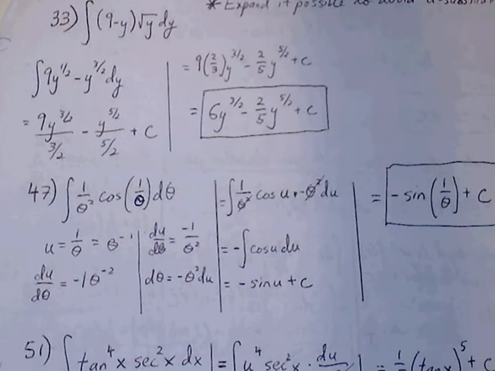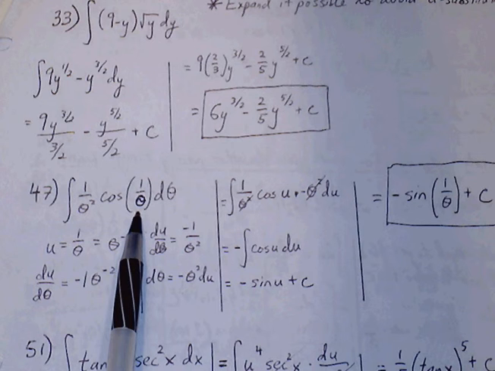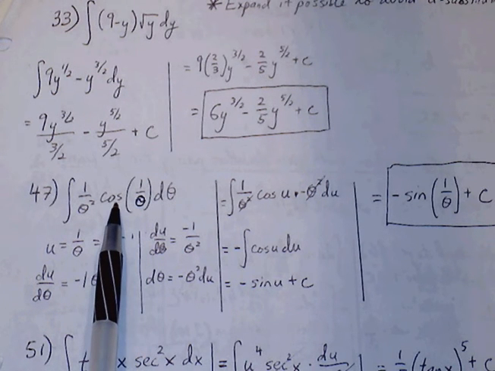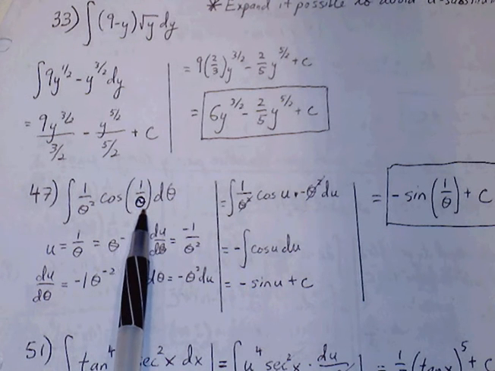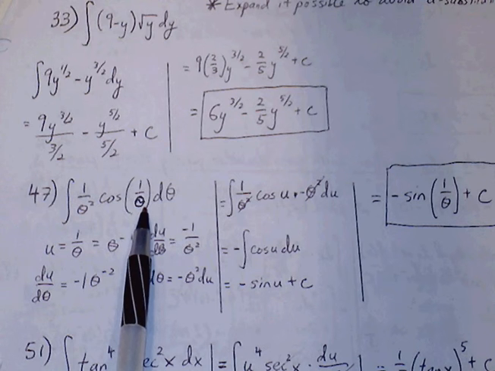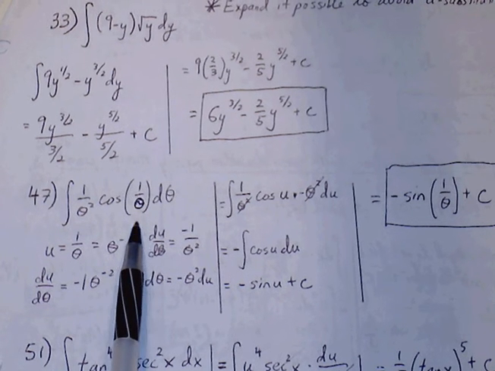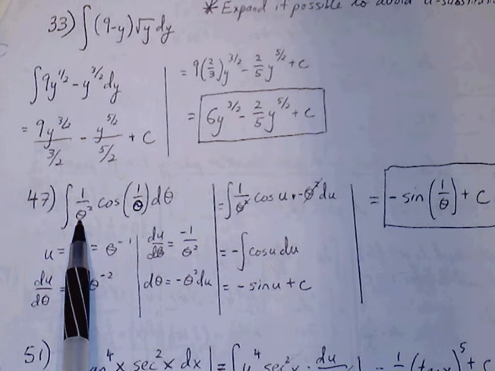Okay, 47. We see that we have to go through U-substitution. We want to pick the u value here. This is the u value that is inside the cosine function, so we let the u value be 1 over theta. And if we look ahead, the derivative of 1 over theta will eventually turn into 1 over theta squared, which will allow us to cancel that out.